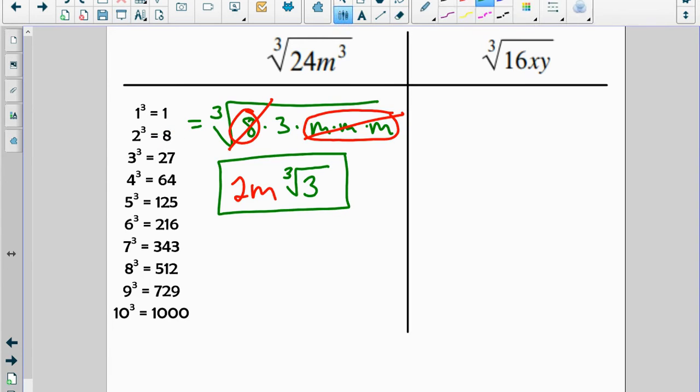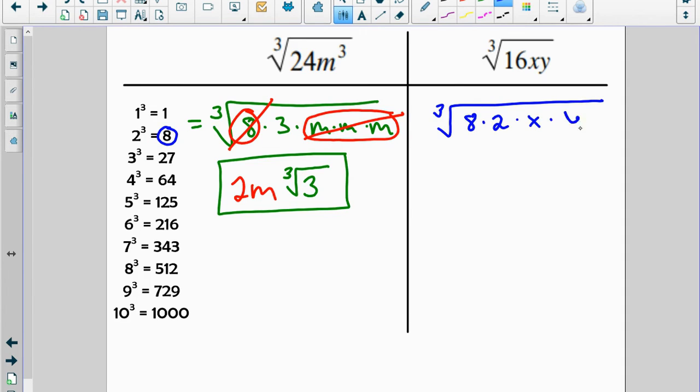All right, for my next example, we have the cube root of 16xy. Now, when we're looking at how to break this up, I can see that 16 is not a perfect cube. Again, it's not over there on my list. But what can I divide 16 by? Again, I can divide 16 by 8. 16 divided by 8 is 2. So I am going to rewrite this by breaking it up as 8 times 2 for the 16.